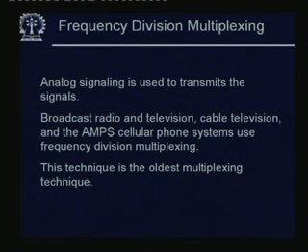Usually, for frequency division multiplexing, analog signaling is used to transmit signals. Broadcast radio, television, cable television, and the AMPS cellular phone system use frequency division multiplexing. AMPS is an old cellular phone system that was there in the USA. Nowadays, of course, the kind of cellular technology that we have in our country uses more complex multiplexing techniques, maybe I will mention it later on. So, these systems all use frequency division multiplexing. This technique is the oldest of multiplexing techniques.